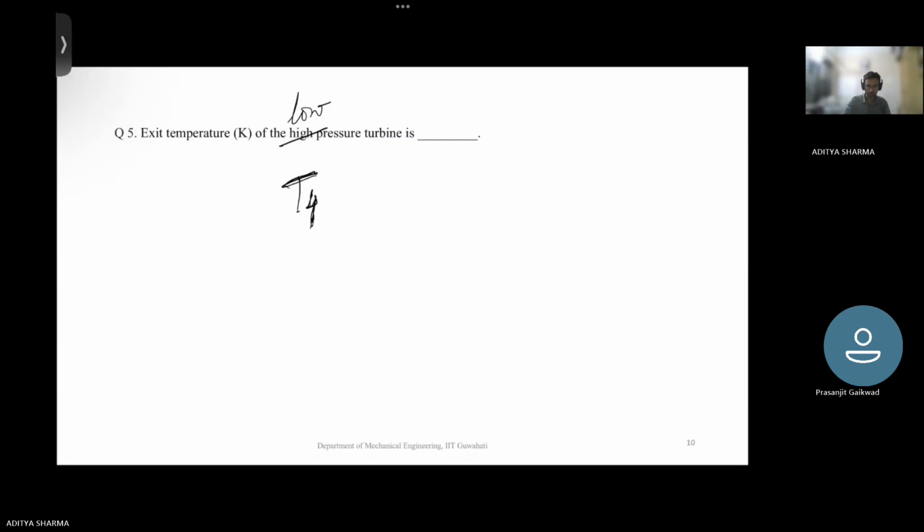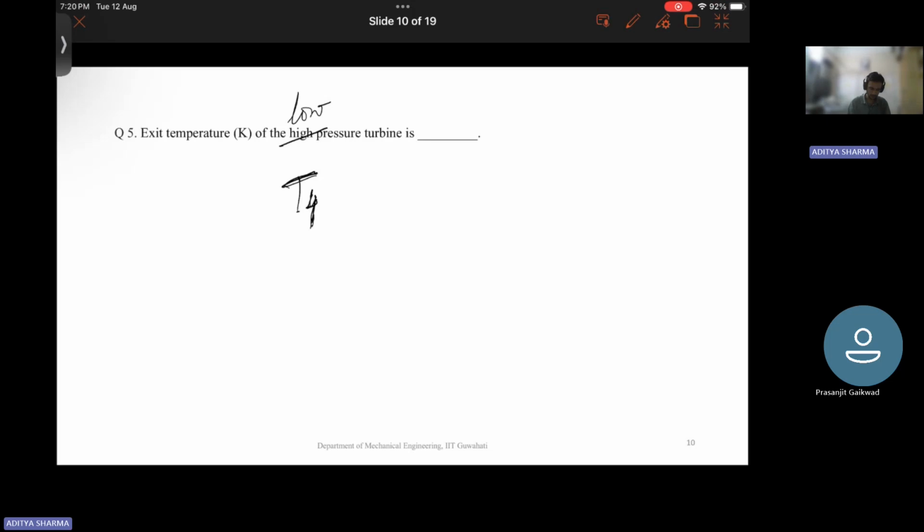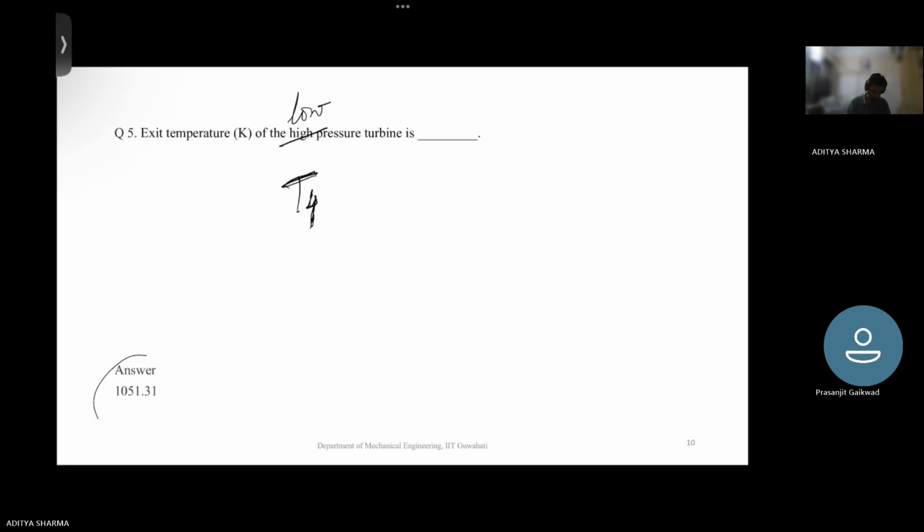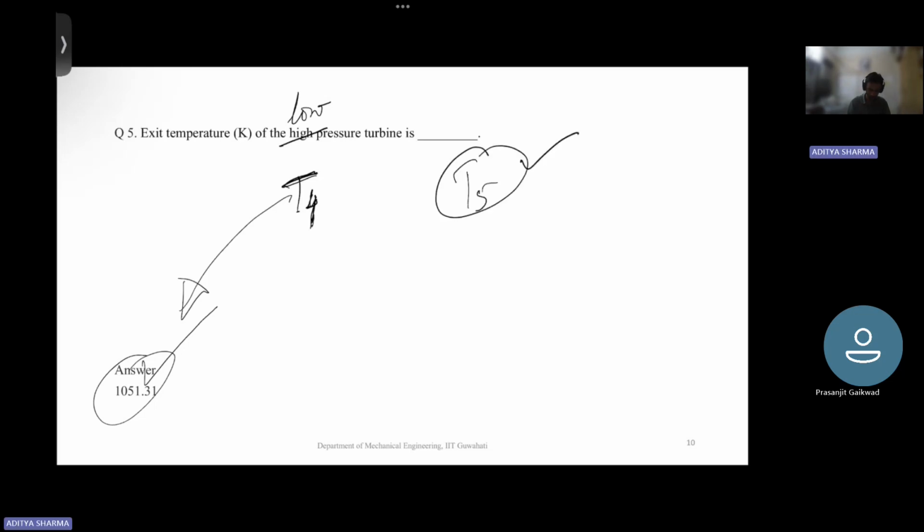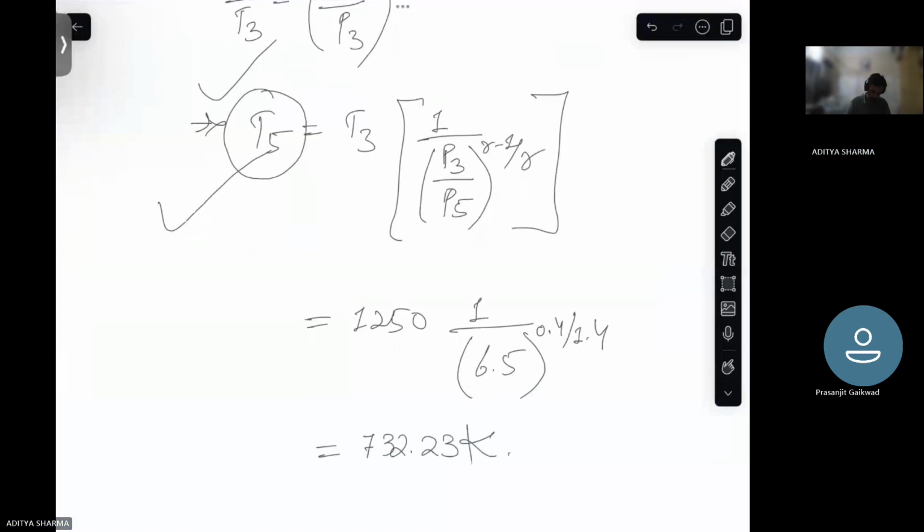Okay. So this answer is for the high pressure turbine. T4 is this, but if you want to find out T5, we have found T5 this. All right.